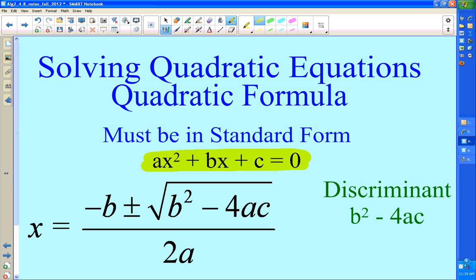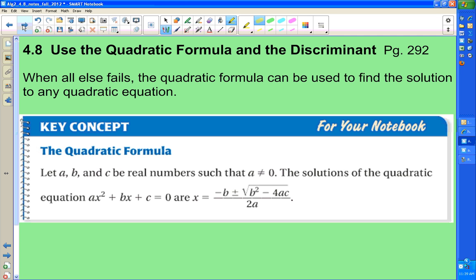Now, one part of this, the b squared minus 4ac component in the quadratic formula, is called the discriminant. And that discriminant is going to tell you what kind of roots you have, what kind of solutions you will have for that quadratic equation. So if you look at the book notes, they're giving you x equals the opposite of b plus or minus square root of b squared minus 4ac all over 2a.